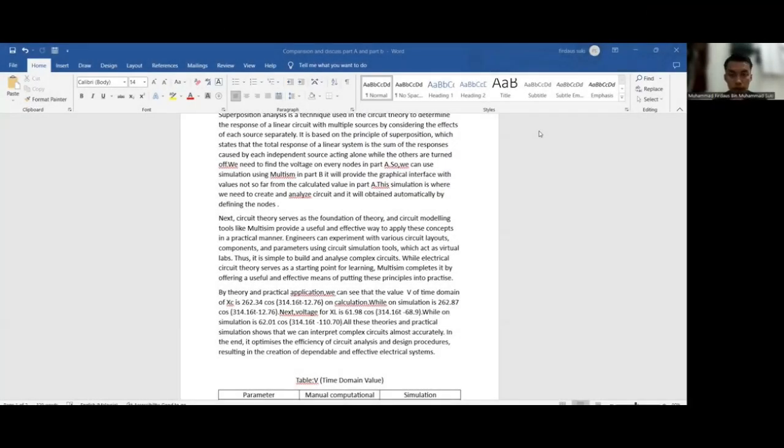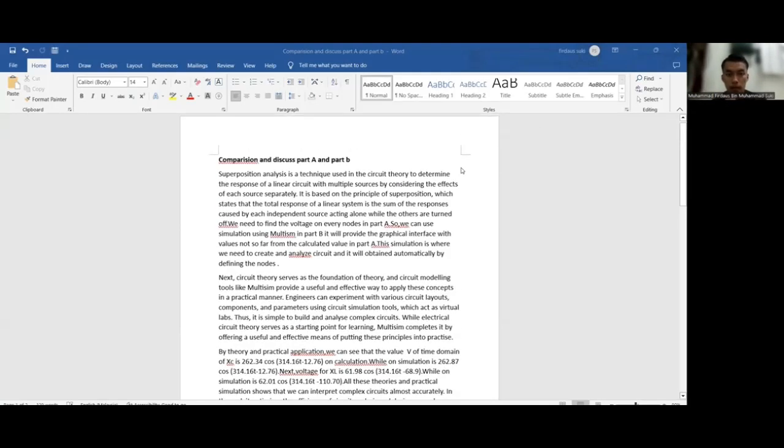My name is Mohamad Firdaus bin Muhammad Suki, matrix number DE220088. Today I will present the assignment for Electrical Circuit 2. My part is the comparison and discussion of parts A and B.